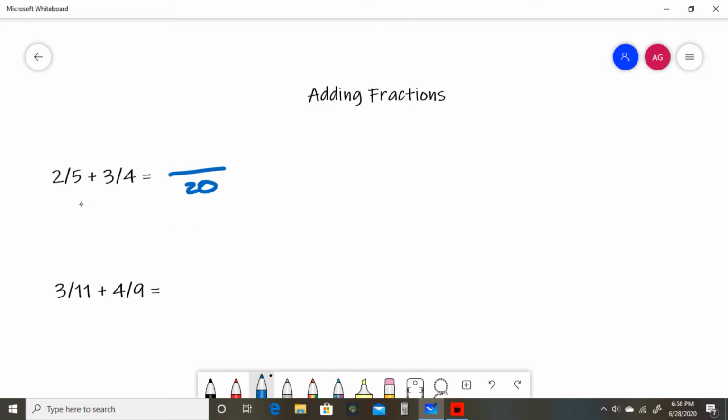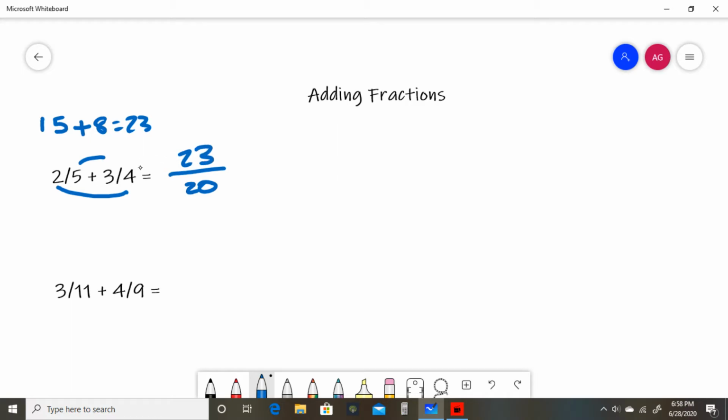Next, look at the inner numbers and multiply them. Then take the outer numbers and also multiply those. 5 times 3 is 15, and 2 times 4 is 8. Then just add these, and this will be our numerator. 15 plus 8 is 23, so 2/5 plus 3/4 is 23 over 20.